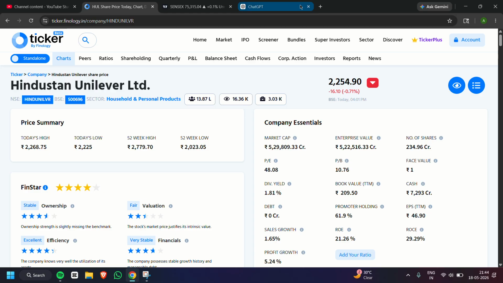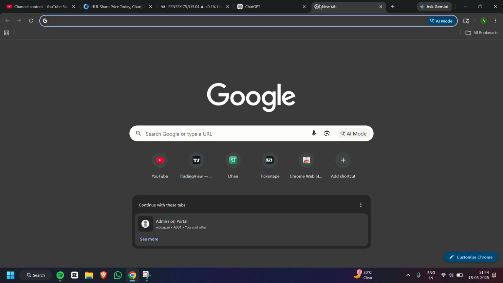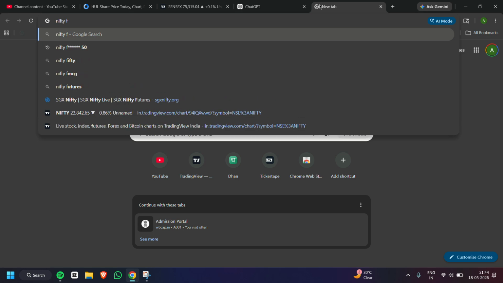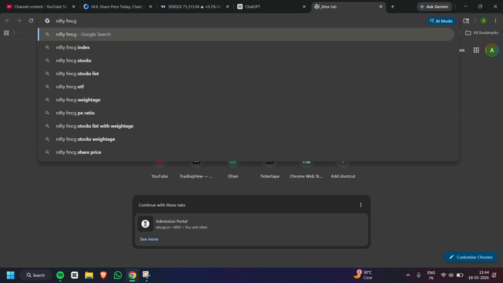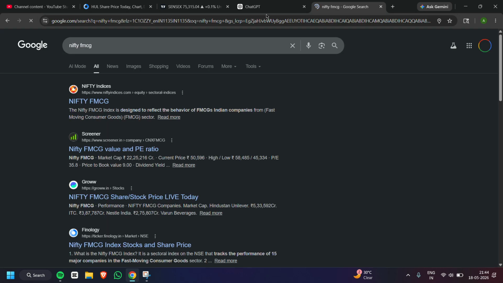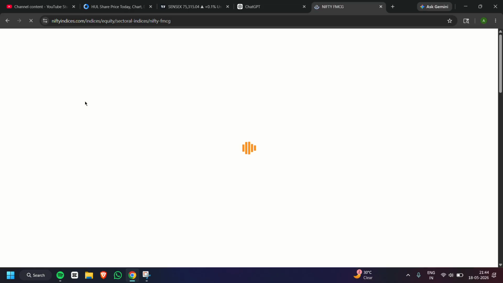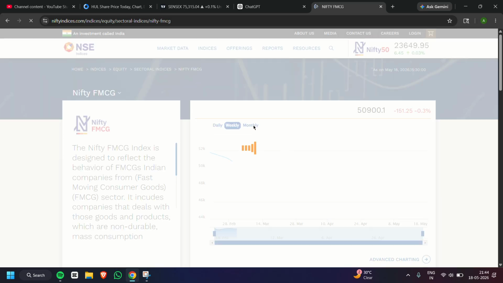If I show you in FMCG, you will search Nifty FMCG. By the way, you will find everything connected to any stock. वो सभी का निफ्टी 50 का इंडेक्स होता है, like Nifty Auto, Nifty IT, Nifty FMCG, Nifty Pharma, everything you will find. You have to just search and explore it. Okay.